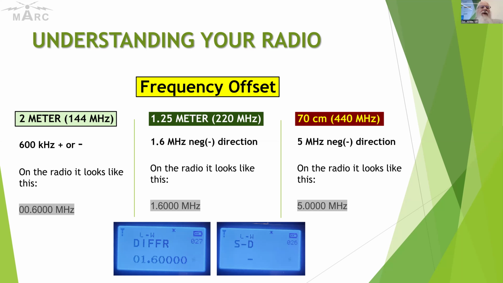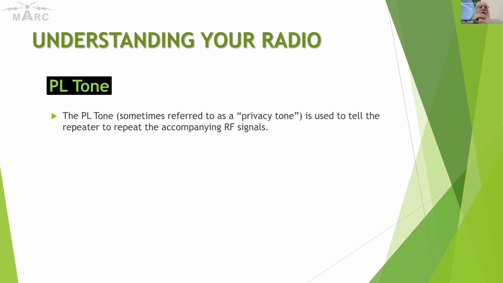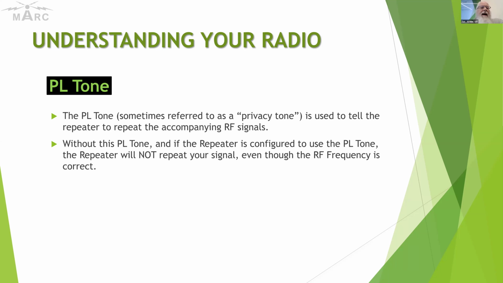Okay, so then the other thing that we have is the PL tone. The PL tone is sometimes referred to as a privacy tone, and it's used to tell the repeater to repeat the accompanying RF signal. Now, without this PL tone, if the repeater is configured to use the PL tone, the repeater will not repeat the signal, even though the RF frequency is correct. You have to have the PL tone.